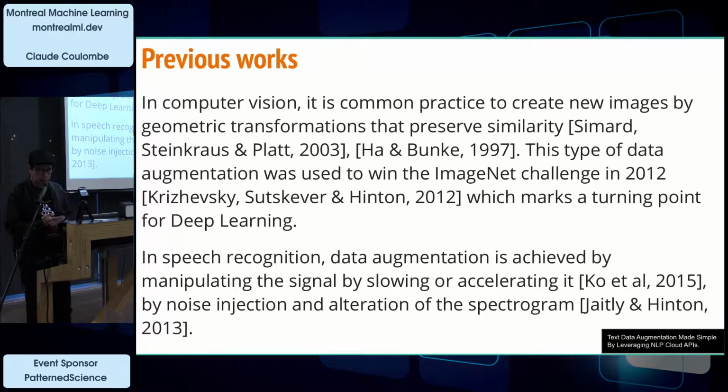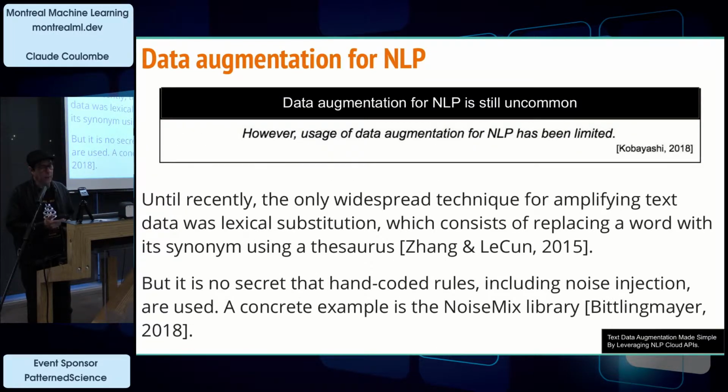Data augmentation also refers to synthetic data, generated data, artificial data, or sometimes fake data. In computer vision, it's common practice to create a new image by geometric transformation that preserves similarity. This type of data augmentation was used to win the ImageNet challenge in 2012, which marks a turning point for deep learning. In speech recognition, data augmentation is achieved by manipulating the signal and by noise injection. Speaking of text data augmentation, or TDA, it's still uncommon.